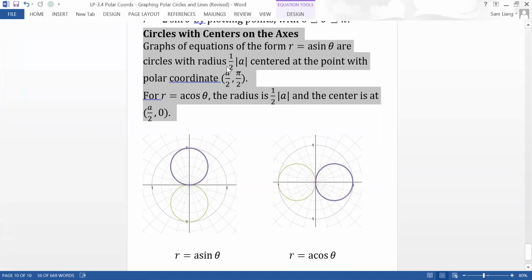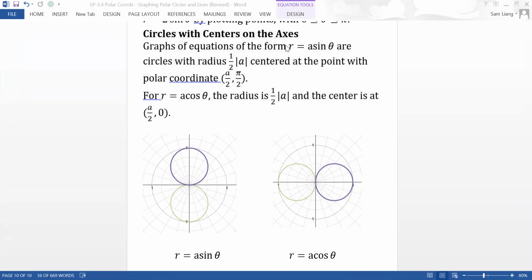Circles with centers on the axes. Graphs of equations of the form r equals a sine theta are circles with radius 1/2 absolute value of a, centered at the point with polar coordinates a over 2, pi over 2. For r equals a cosine theta, the radius is 1/2 absolute value of a, and the center is at a over 2, 0. All right, thank you for that.